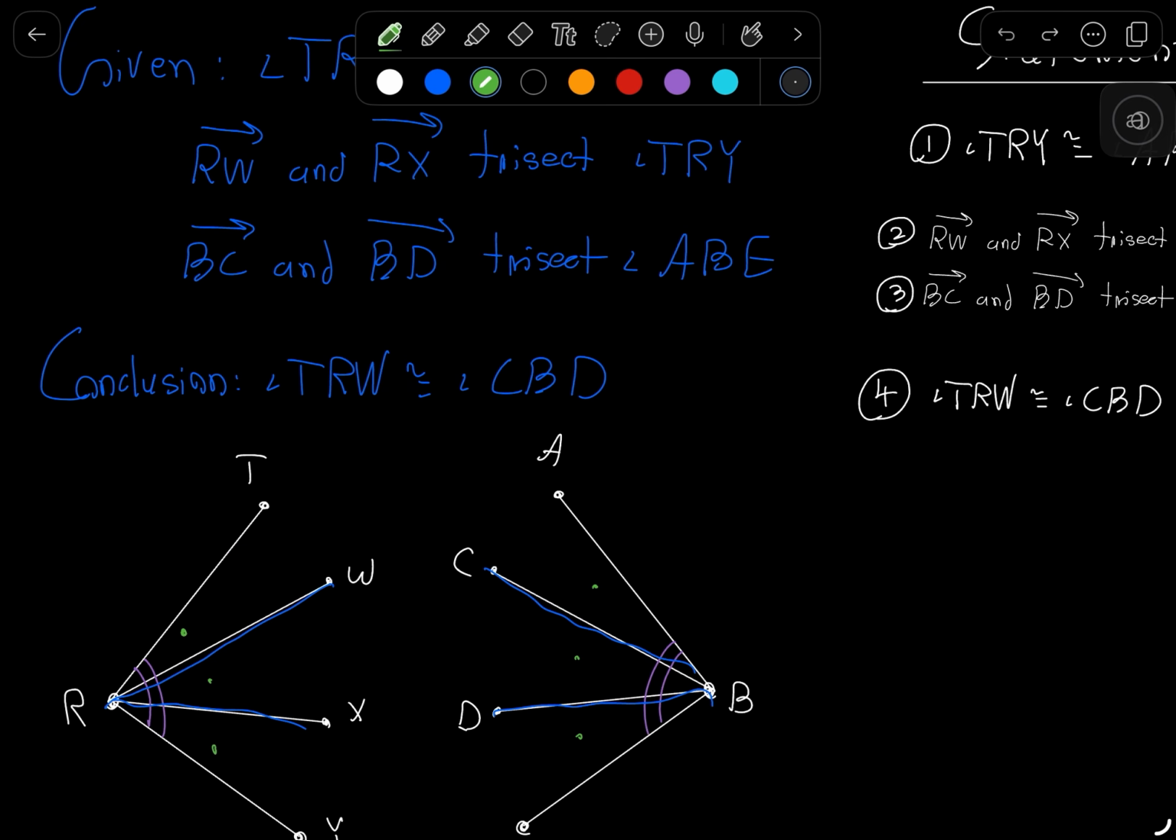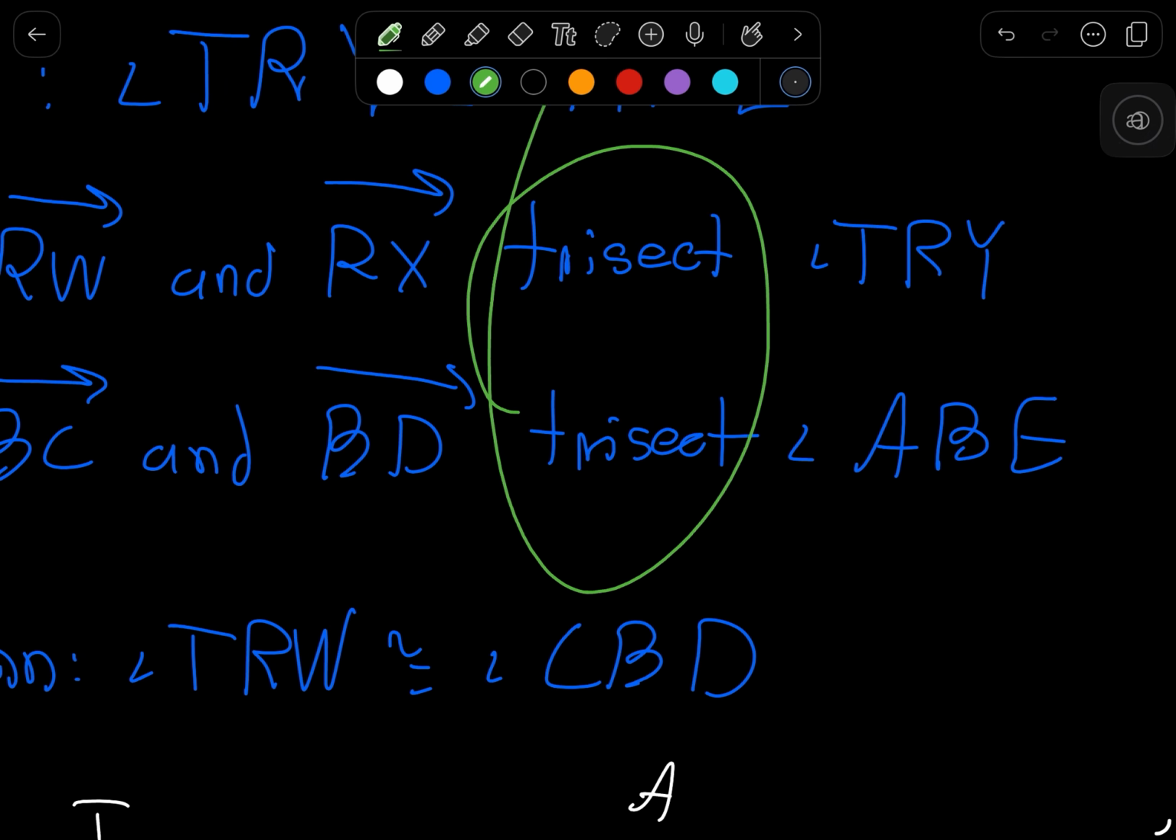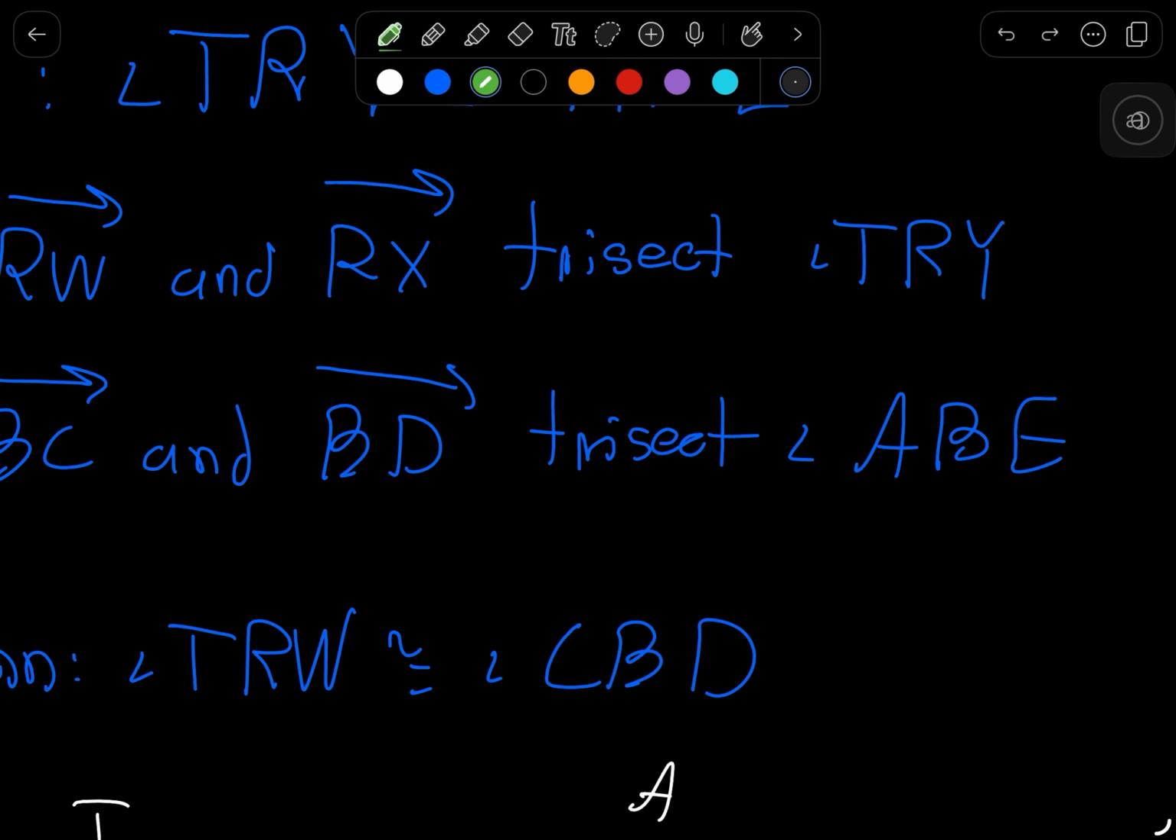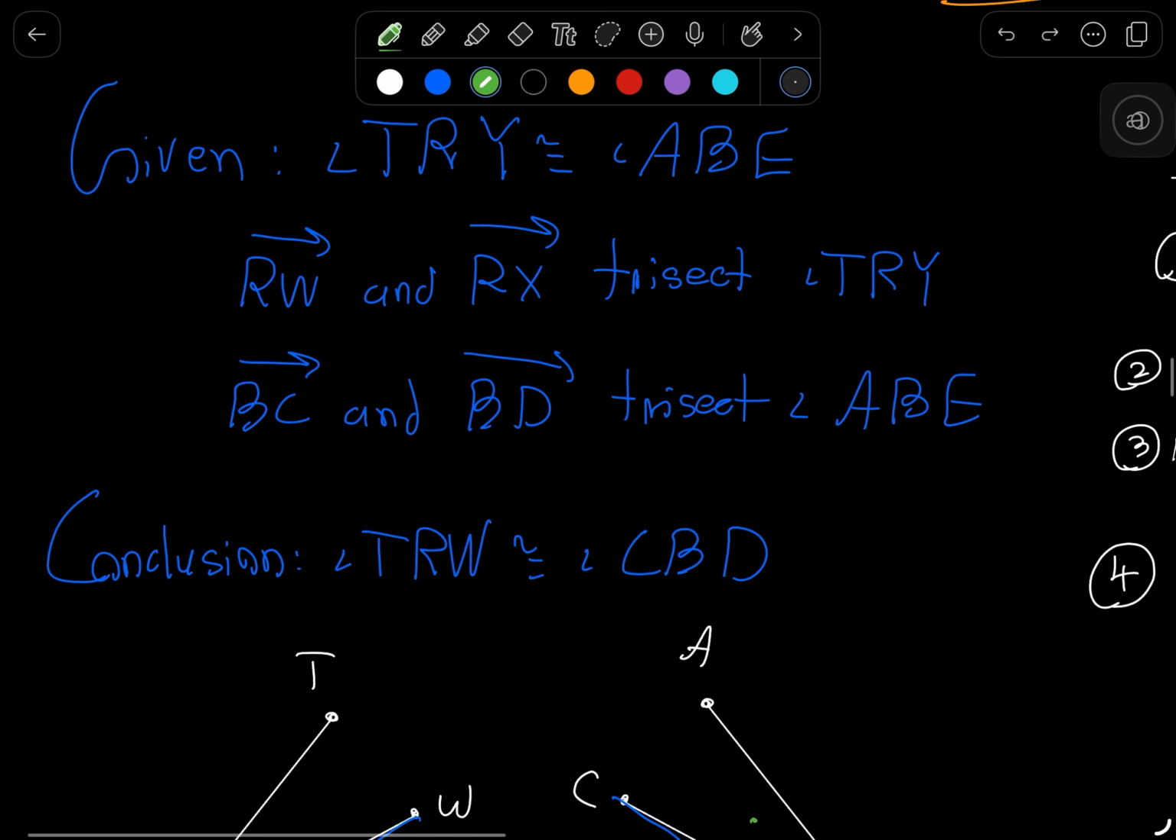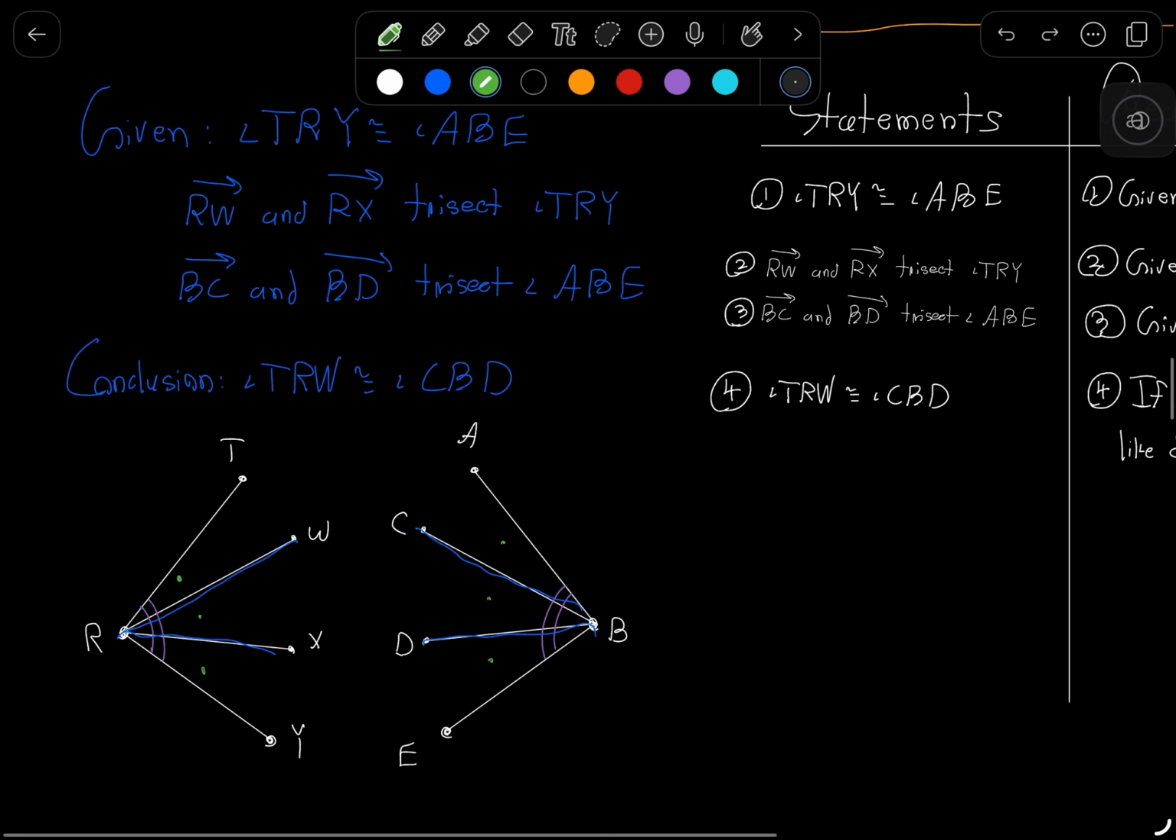Well, once again, a good sign that you use these properties is a double use of trisect. In this case, yeah, there is a double use of trisect. So now you've narrowed your options to multiplication and division. Which one is it? Well, think about it. You're starting with a bigger angle, like TRY, and you're ending with TRW. If you go from big to small, I just mentioned earlier, that's going to be division. So once again, you know it's going to be the division property.